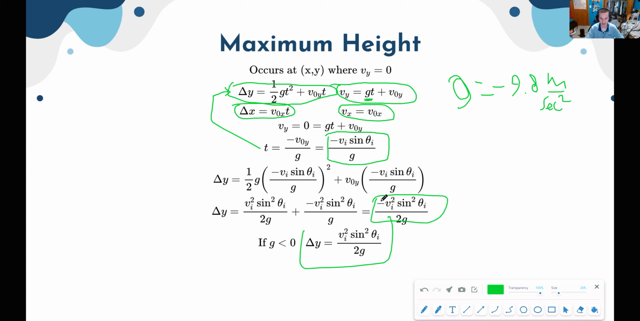Again, some people are like, oh, negative sign. Does that mean that it's a negative height? That doesn't really make sense. Again, our g is negative. So if you take out the negatives, they'll cancel out, so you get a positive answer. If you had a positive acceleration, instead of being a maximum height, it would be a minimum height. That would be kind of weird. But we do have a maximum height. If g is less than 0, which it is for our problems, you will get a positive value, and it's the initial velocity squared times the sine squared theta of our initial angle over 2g.